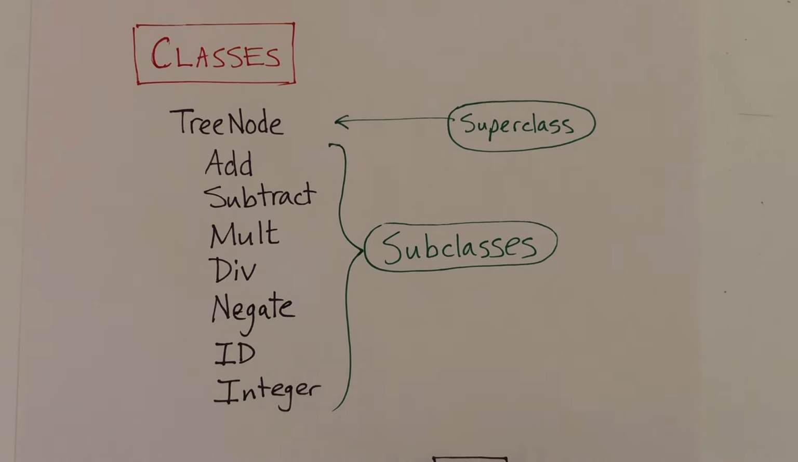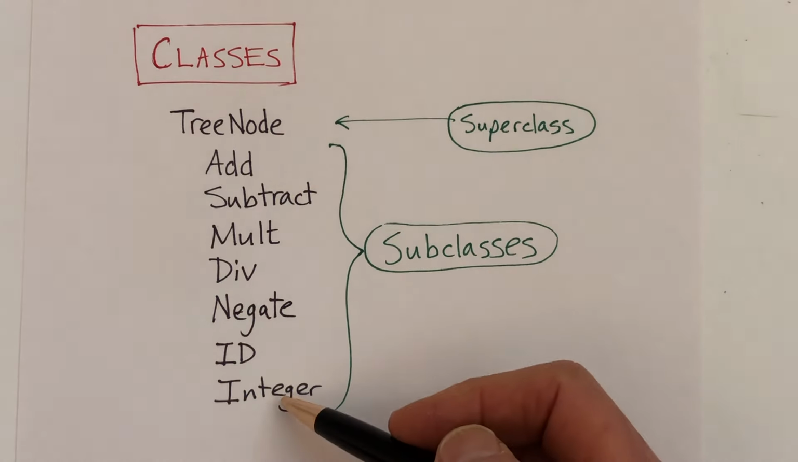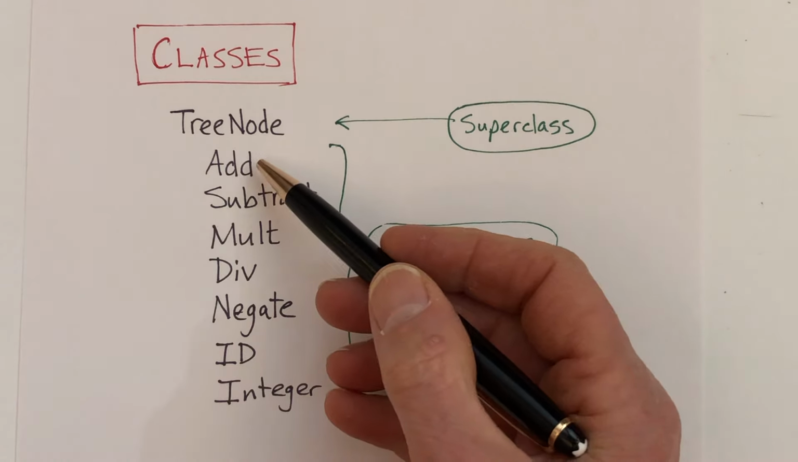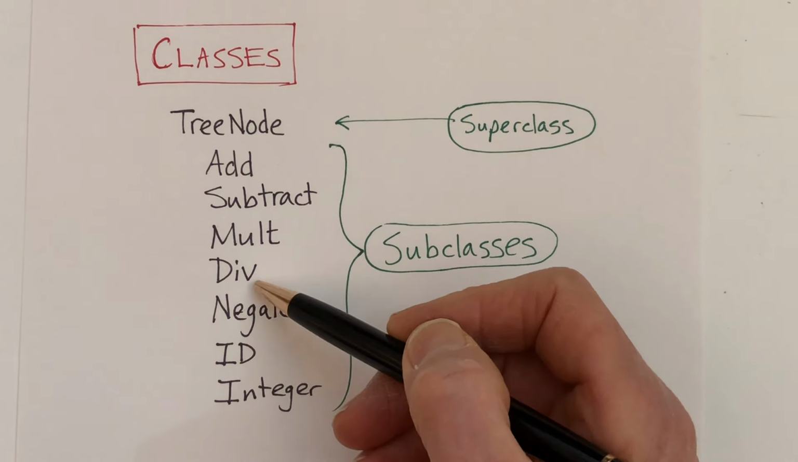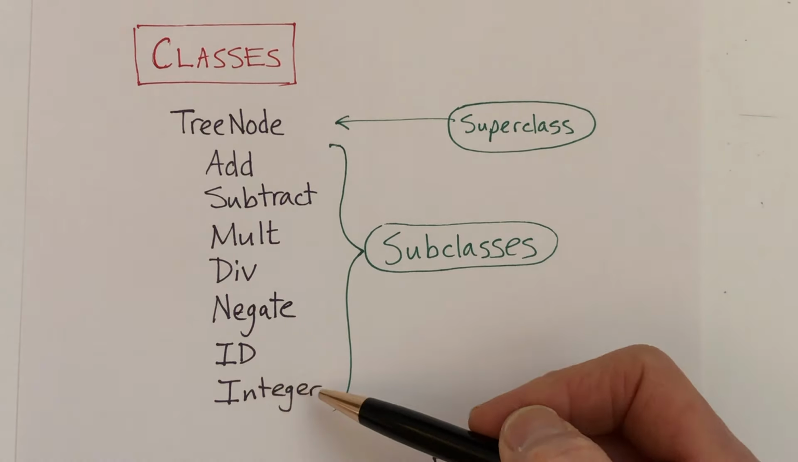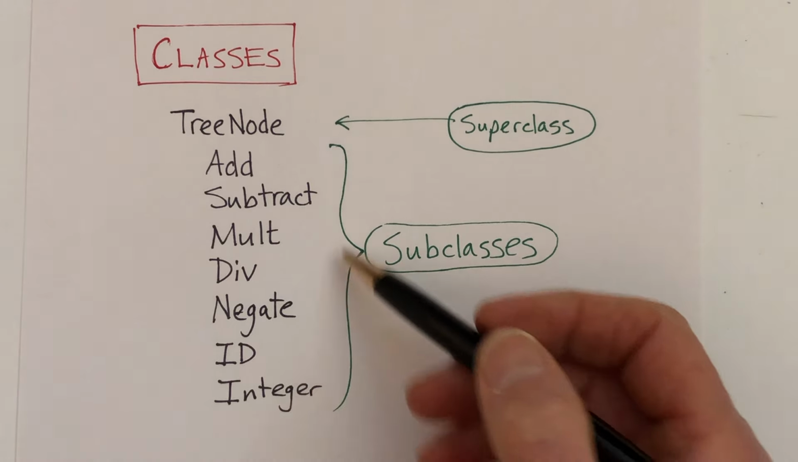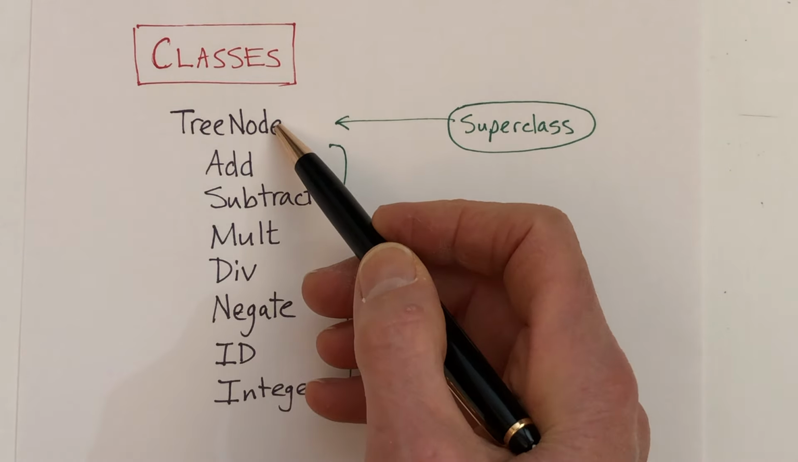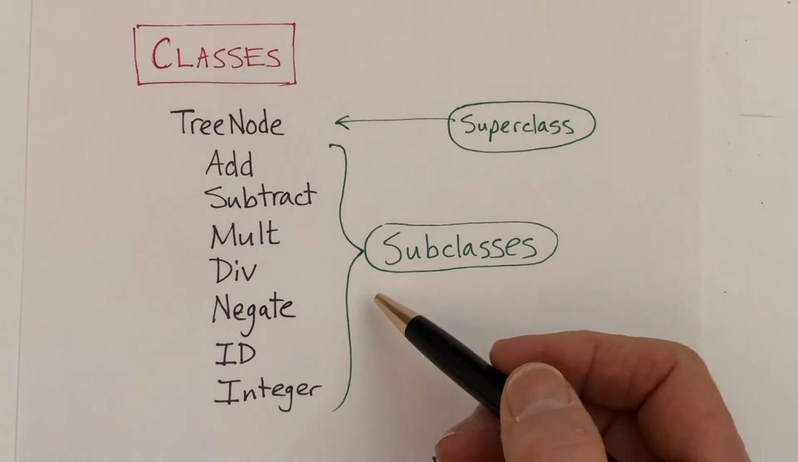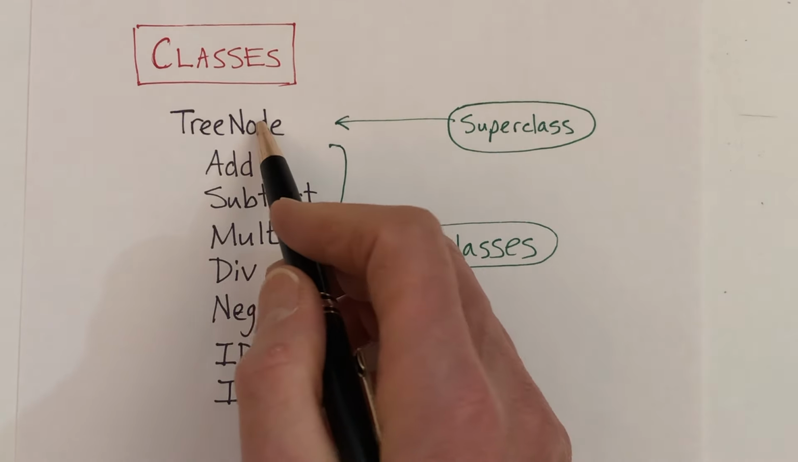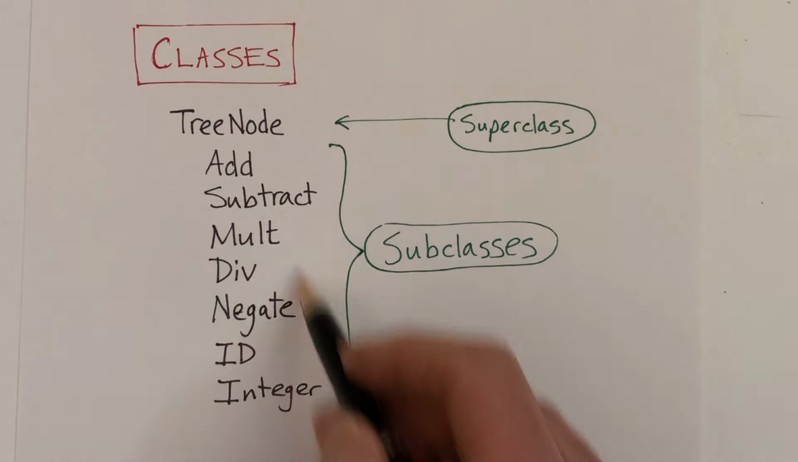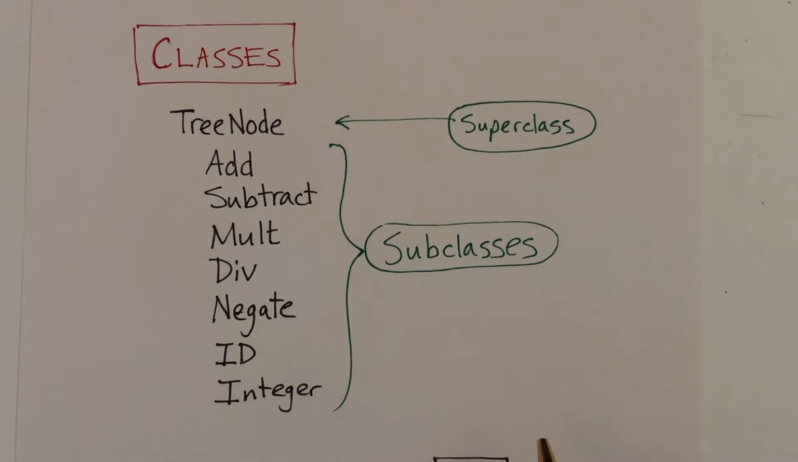Let me be a little bit more precise about how we're going to represent expressions. We're going to use these classes here. So we've got a class called add, subtract, multiply, divide, negate, identifier, and integer. We'll also have a class called tree node, and all these others will be subclasses of that superclass. So these are all different kinds of tree nodes.